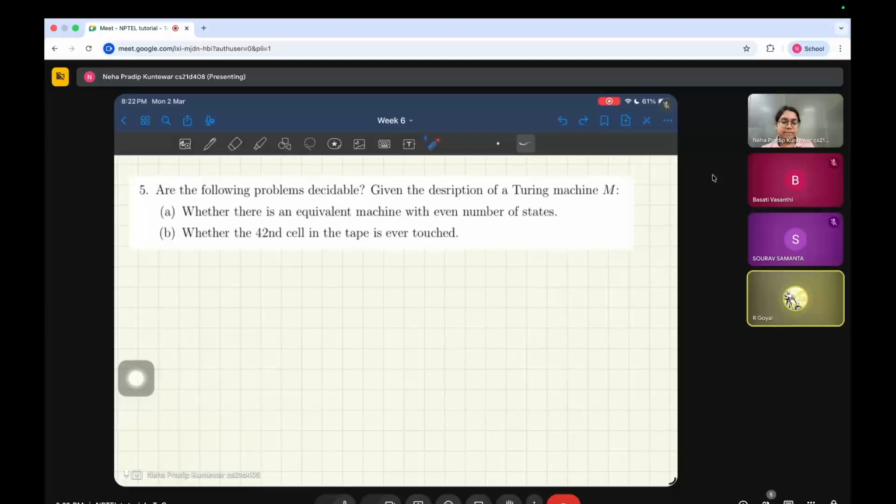So, are the following problems decidable? Can I give the answer of yes and no both?